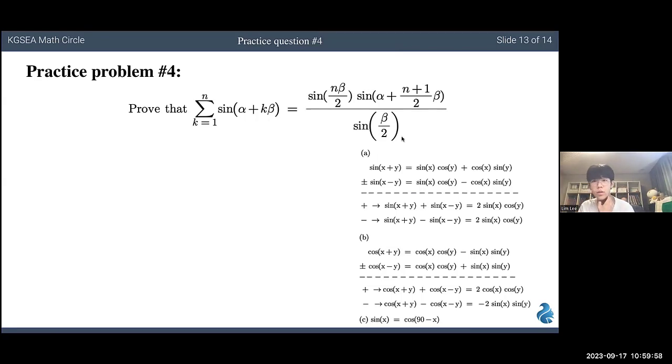Now, if you get a general understanding of this problem, then I think we're good to go on to the solution.